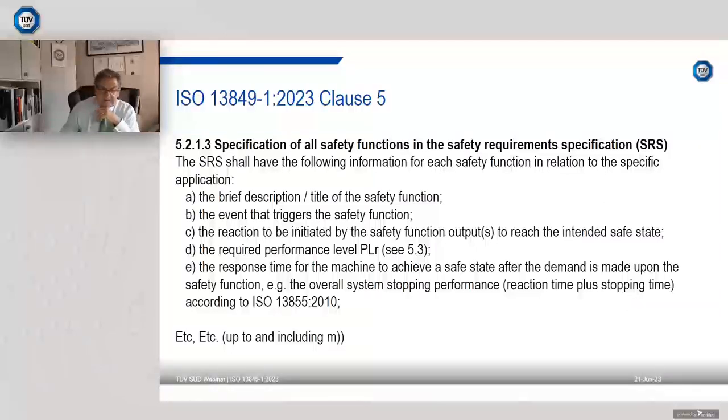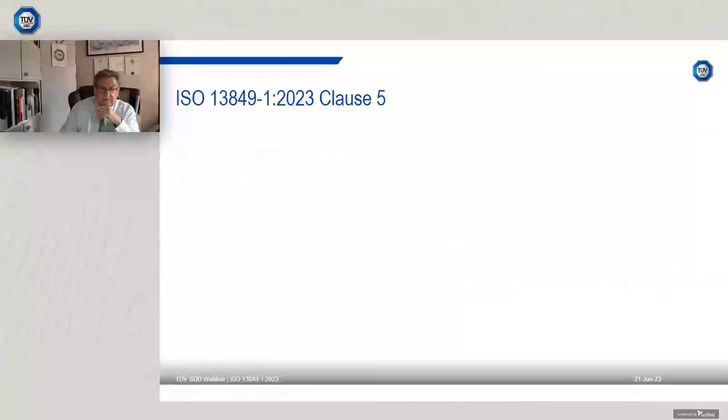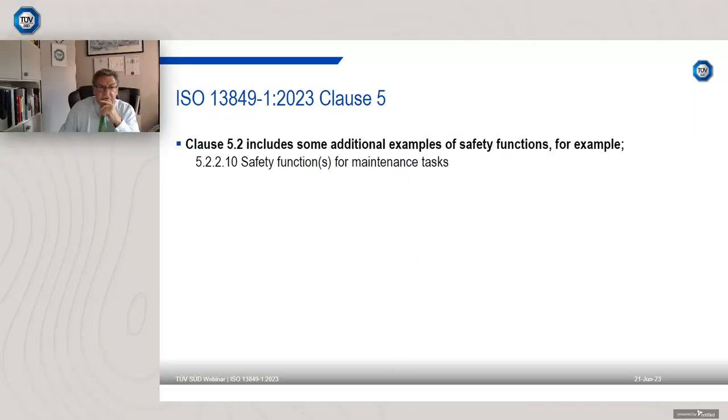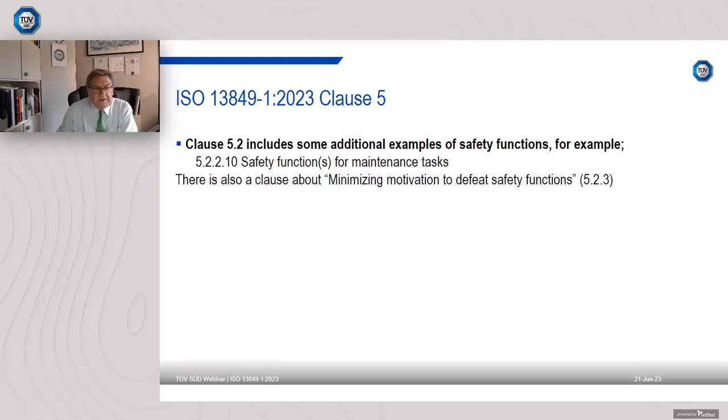And some other aspects of Clause 5 have also shown us some changes. There are some additional examples of safety functions, for example, some safety functions for maintenance tasks. There is a mention of a requirement about minimizing the motivation to defeat safety functions.